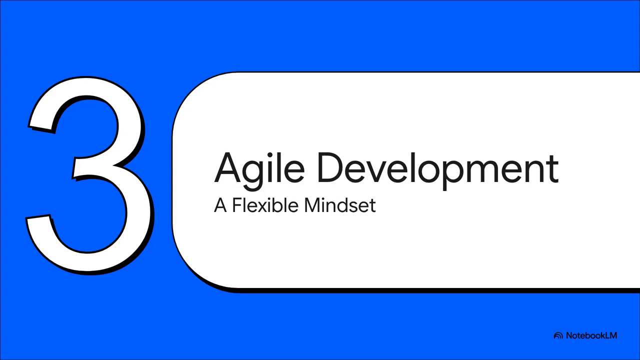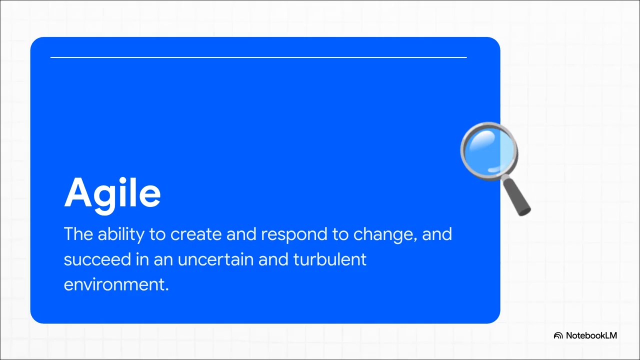And that brings us to our third and final approach. And well, this is the one you've probably heard of. It's called Agile. And it's so much more than just a process. It's a completely different way of thinking. It's a flexible mindset. If you strip everything else away, Agile is about one simple, powerful idea: the ability to create and respond to change.